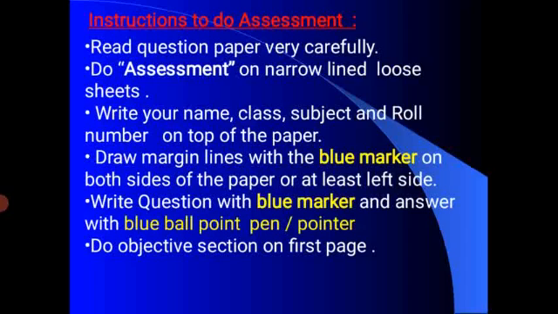Do the objective section on the first page, as you usually attempt your paper. In what manner? First of all, you attempt the objective section. There should not be any cutting and there should not be any overwriting, and you are supposed to opt for only one option. Do not opt for two options like A and B. You should not have any doubt. You should opt for only the one which is correct and appropriate. Cutting is not allowed, overwriting is not allowed, and use of eraser or whitener is not allowed in the objective part.